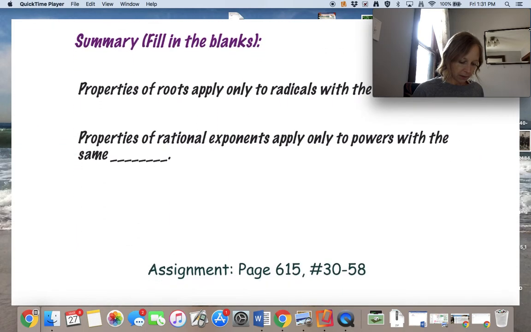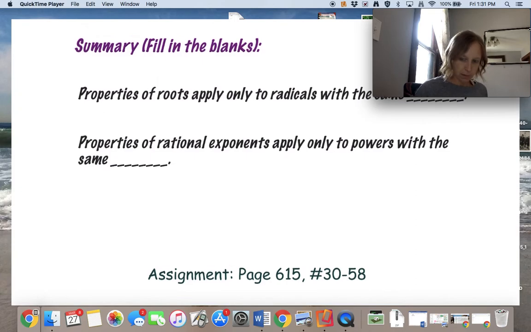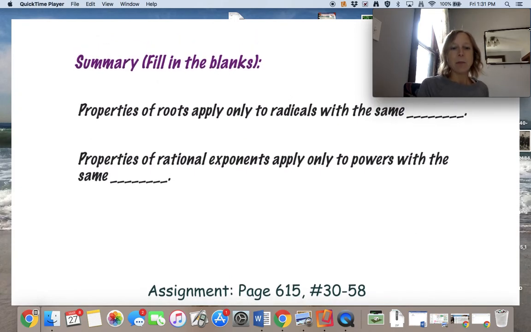All right, let's fill in the blanks here, summarize what we talked about. Oh, you got to be able to see the blank to fill in the blank. Properties of roots apply only to radicals with the same what? The same base, just like in middle school. Properties of rational exponents only apply to powers with the same, same answer again, base. Oh, I read the top one wrong. I'm sorry. I make mistakes in videos too. Properties of roots only apply to radicals with the same index.